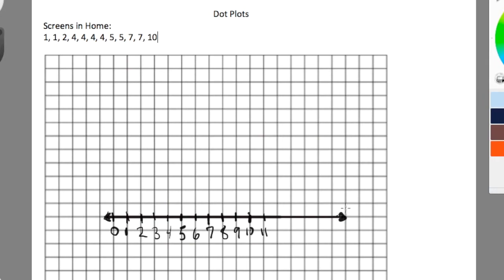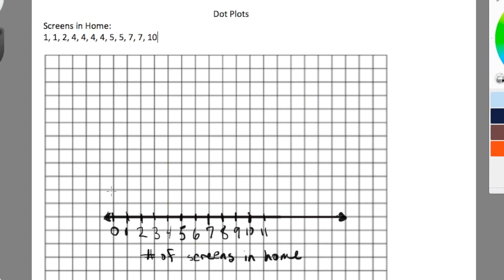And so now what we're going to do is make our dot plot. So this is number of screens in home. Remember, we want to label this number of screens in home. And so this is really simple. All you're going to do is for each data point, each person you talk to, you're going to plot on your dot plot. So we're going to make a little dot. I'm going to go to blue coloring for this.